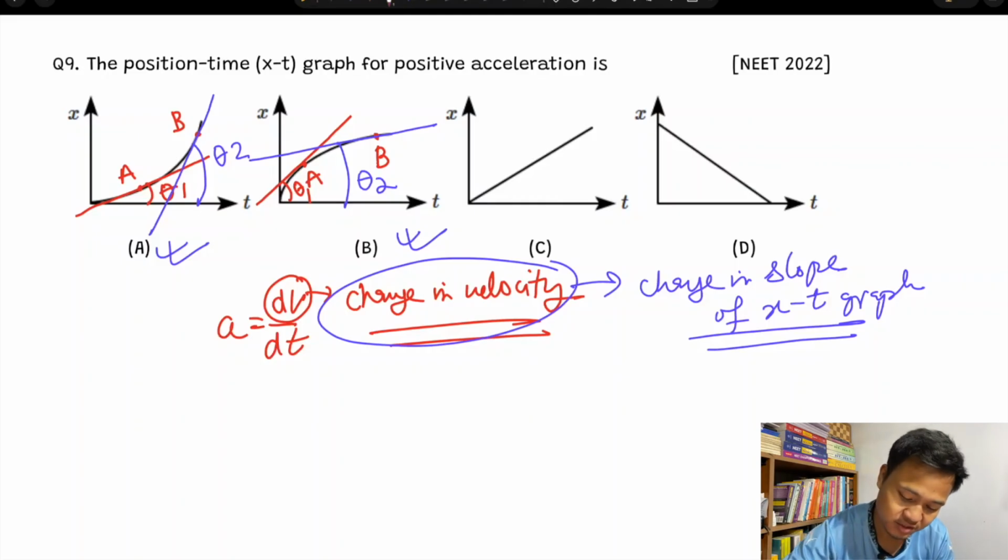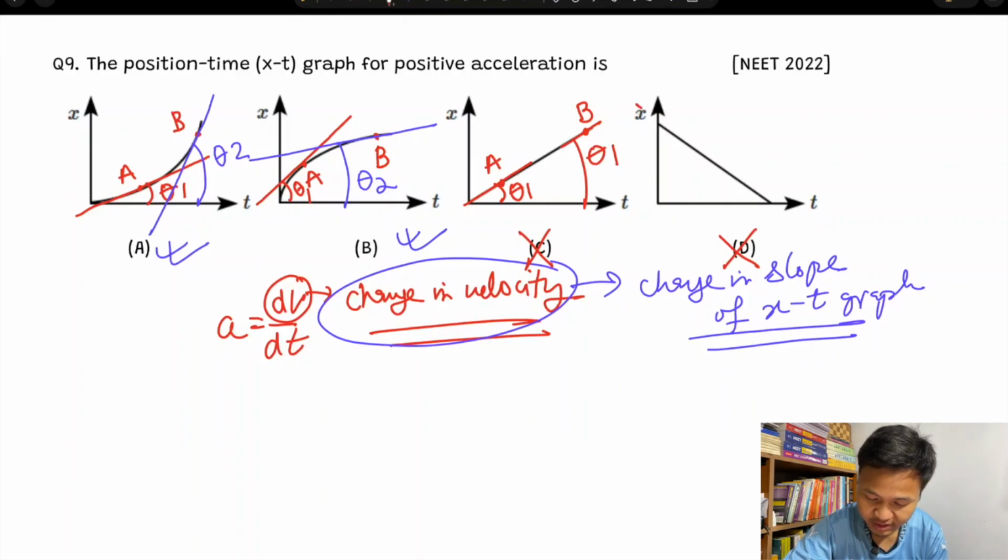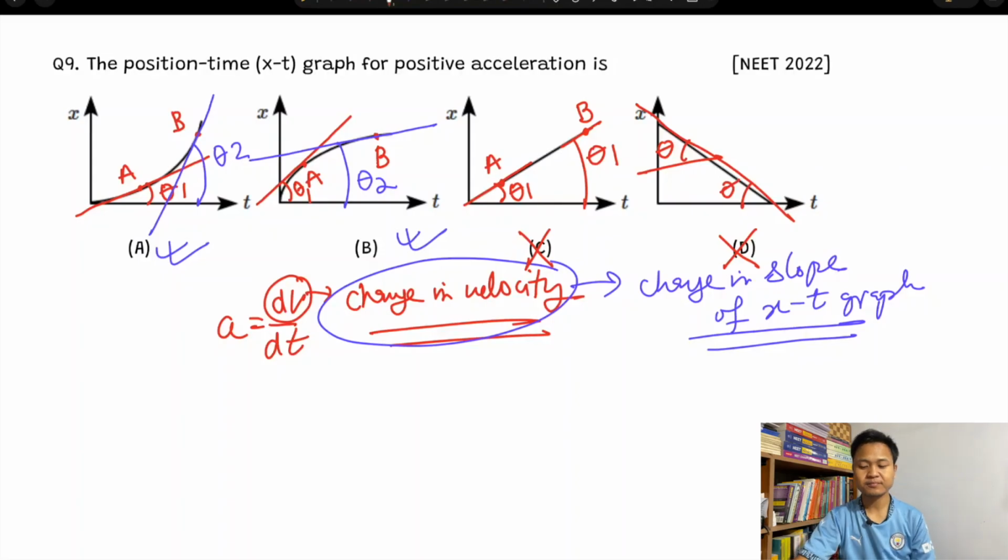So in option C, I take 2 points A and B. At A I draw a tangent, theta 1, and at B I draw a tangent, theta 2. Theta 1 and theta 2 do not change, because it is a straight line. So the slope is not changing, so this is wrong. Slope is constant in option C, so acceleration is 0. Same thing for D, it is a straight line, so the slope is not changing, theta is the same. If the slope is not changing, acceleration is 0.